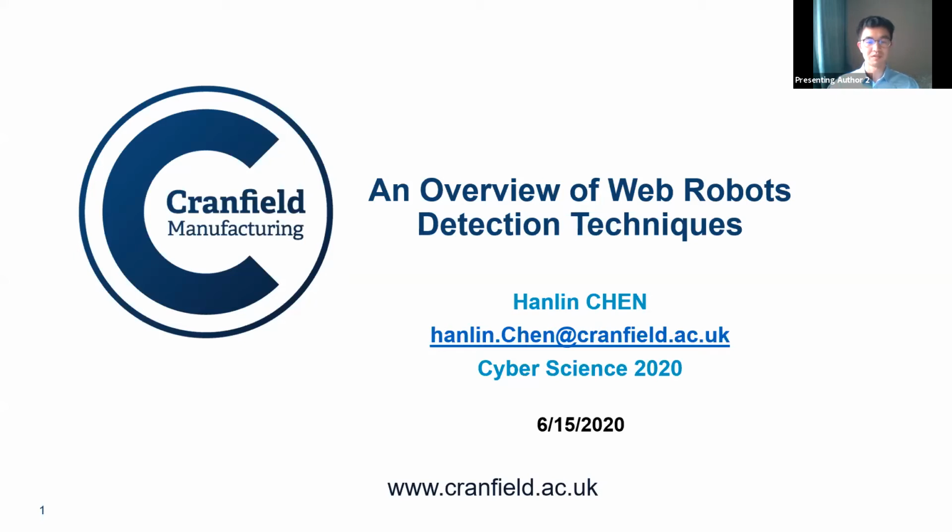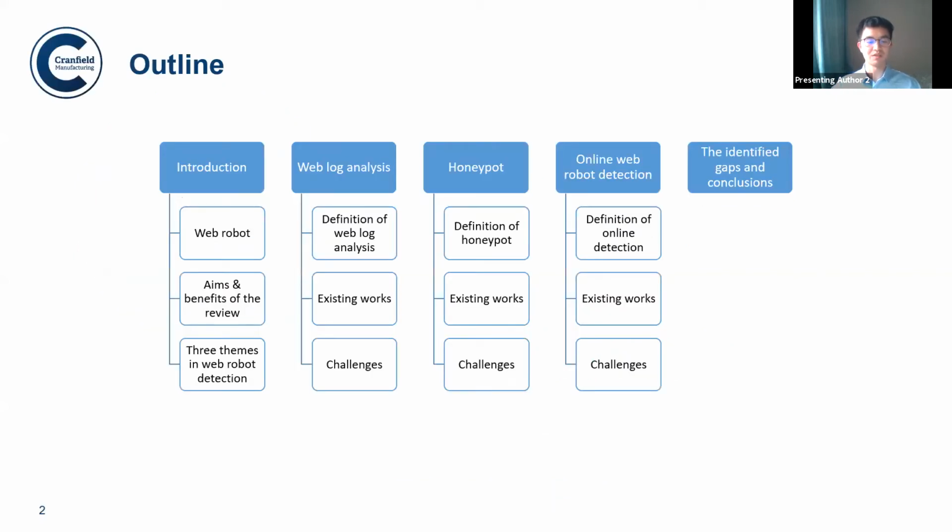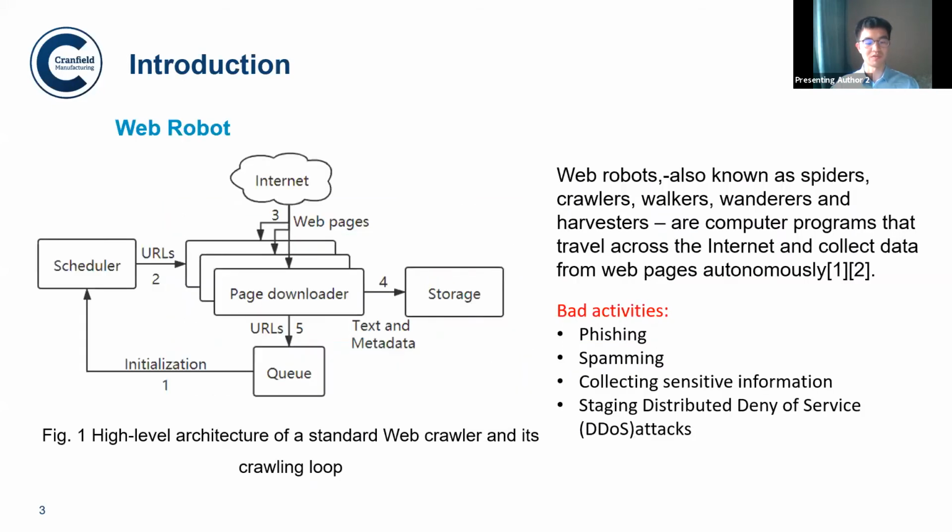My presentation is divided into three parts. First, I will introduce the concept of web robot, the aims and benefits of the review, and the three themes in web robot detection. Second, I will walk you through the key definition, the existing works, and the challenges in the three themes. Finally, I will present the identified gaps and conclusions, some of which were proposed by other researchers, and some are ours. Let me start with some general information about web robot.